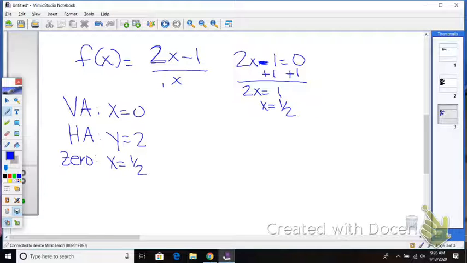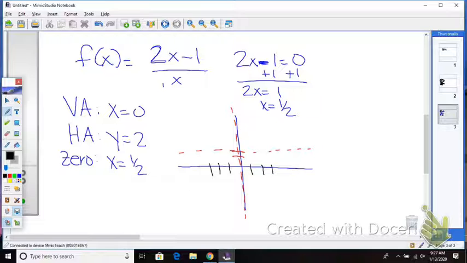So let's plot everything we have here, and then we'll pick our points for our XY chart, which don't have to be the same. So my vertical asymptote is x equals 0. My horizontal asymptote is y equals 2. There's my asymptotes. And then my 0 is at x equals 1/2. So here's where it's going to cross the x-axis. Oh, so you just put a point. Okay.